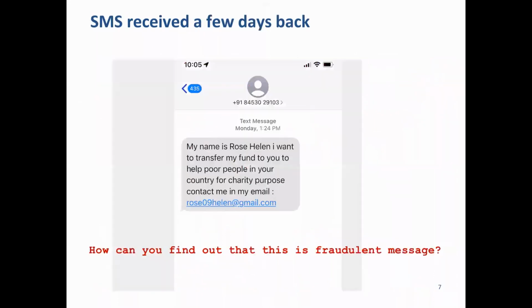Okay, another one. This kind of SMS you receive very often, right? My name is Rose Helen. I want to transfer my fund to you to help poor people in your country for charity purpose. Contact me on this email. Okay, this is surely a fraud, because nobody will give anybody money for free. Remember one thing in life, anything that you get for free is only what God gives. There's water, air, sun, and so on. But nothing else is free.